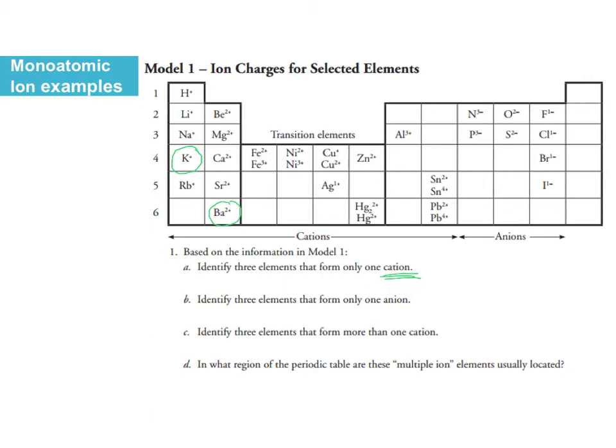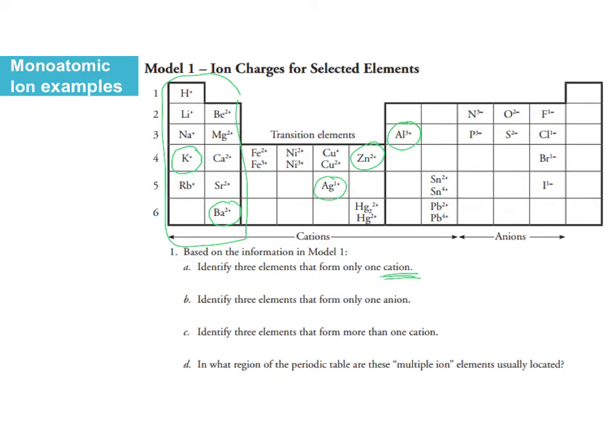All right? So really, we're talking about these guys. You can also include silver and zinc. So these are elements that have only one possible form of ion that they create. It can have a +1, a +2, even a +3 charge. But there's only one possible ion formed.